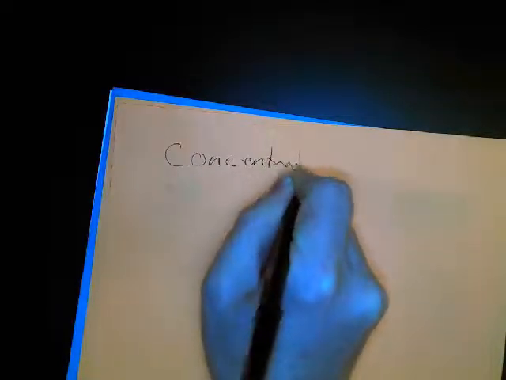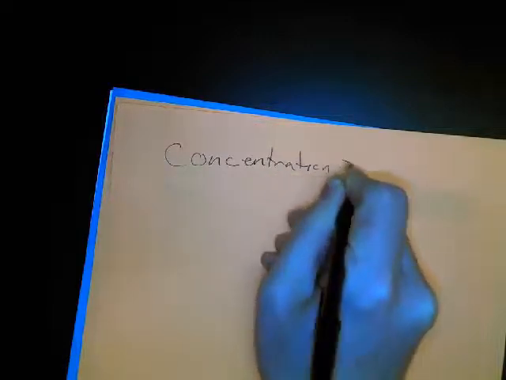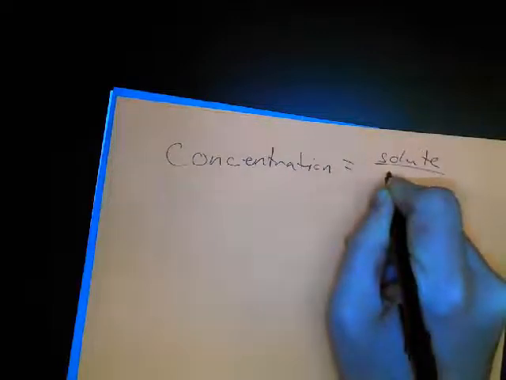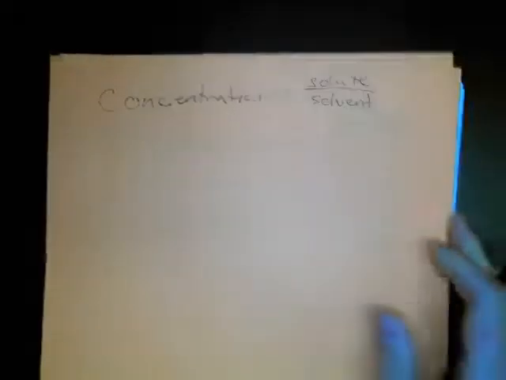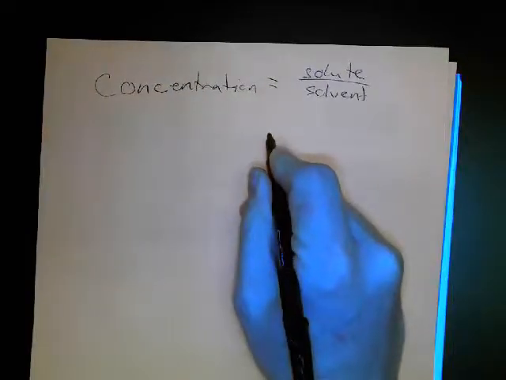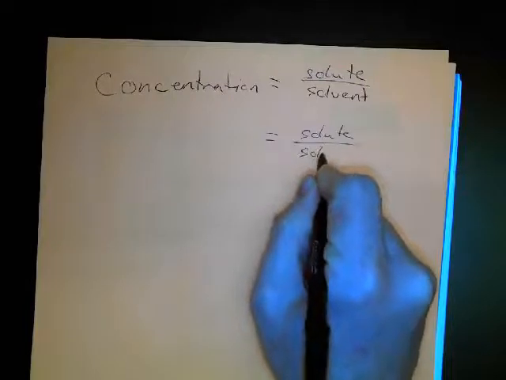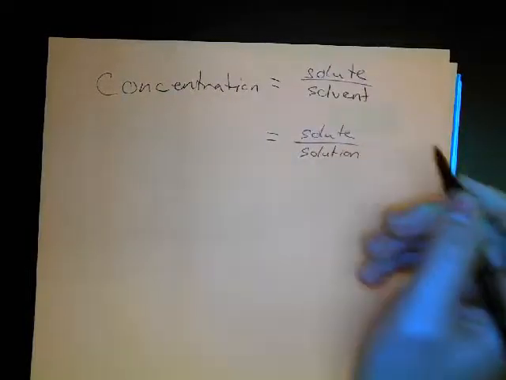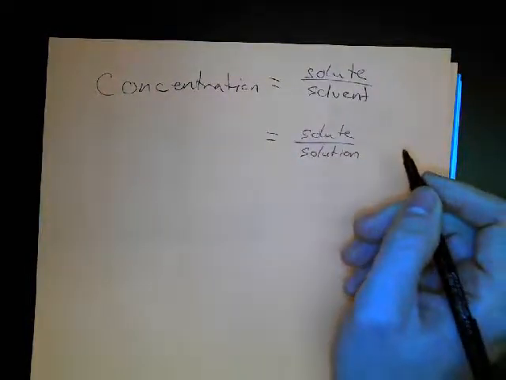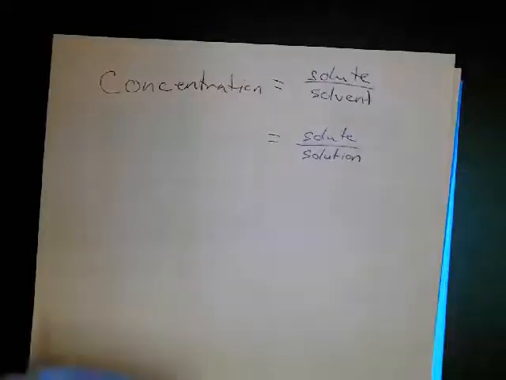And so to define concentration for anything, concentration is the ratio. It's the ratio of solute to solvent. Or sometimes, there's another way to write it. Sometimes you'll see it's the ratio of solute to solution. And it depends on which type you're using.